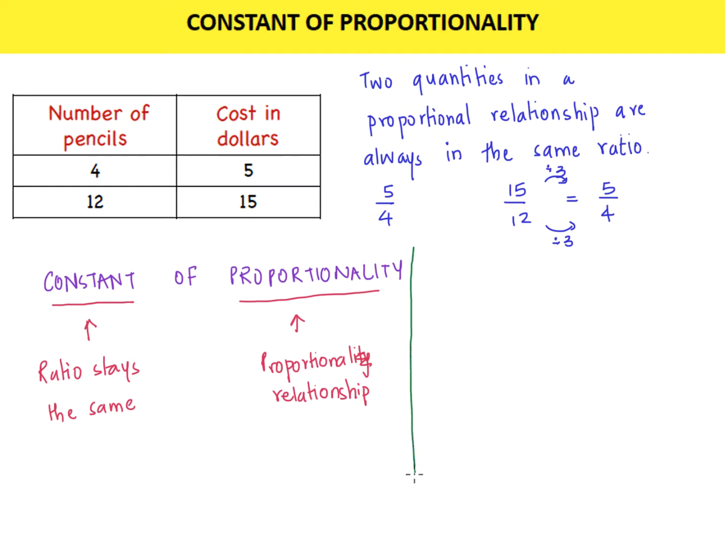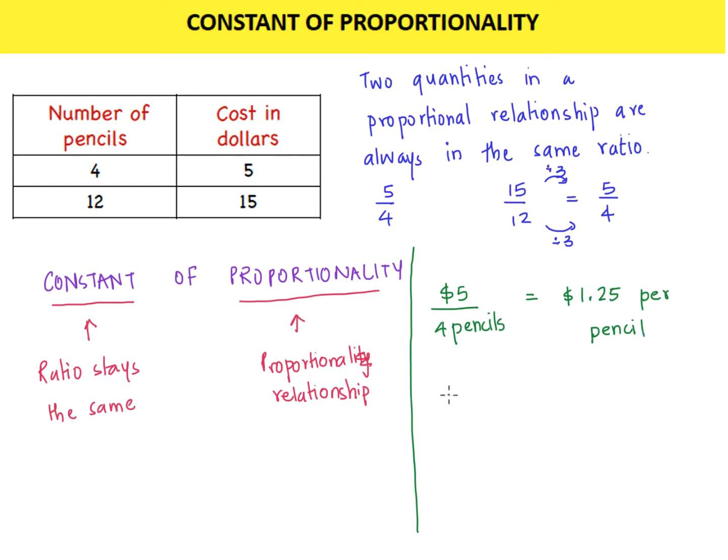Now, in any proportional relationship, there are basically two unit rates. So let's look at the two unit rates in this proportional relationship. We have dollars, so we have $5 for 4 pencils, and we can find the unit rate by dividing 5 by 4, and we will get $1.25 per pencil.